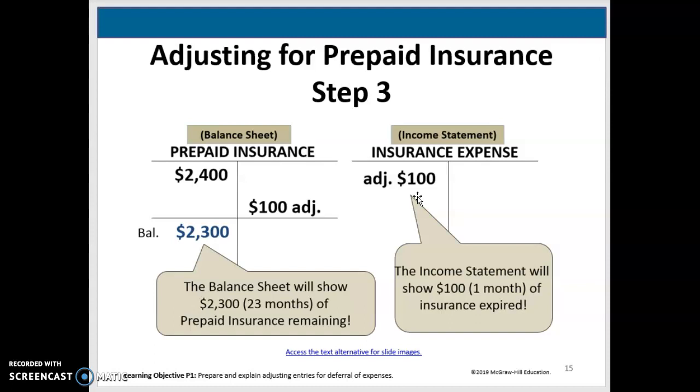So typically when you see insurance, just so you can get some of the terminology, they're going to say expired or unexpired. When you hear that, expired means that's how much we have used. Unexpired is how much is left. So if it tells you that you have $2,300 of unexpired insurance, that means you have $2,300 that you have not used yet. If they told you that you had $100 that has expired, then that's when you're going to adjust the account by $100.